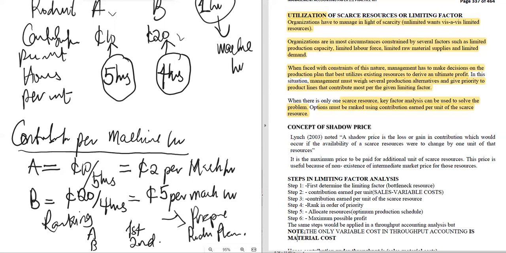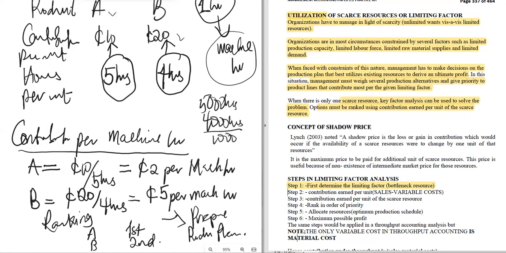So we have some steps that we usually follow when you are dealing with limiting factor decisions. I hope it's very clear. We first have to what? Determine the limiting factor, which in this case, we saw that it was machine hour, because we required 5,000 hours for production, but then we only had 4,000 machine hours available, meaning there was a shortage of 1,000 hours.